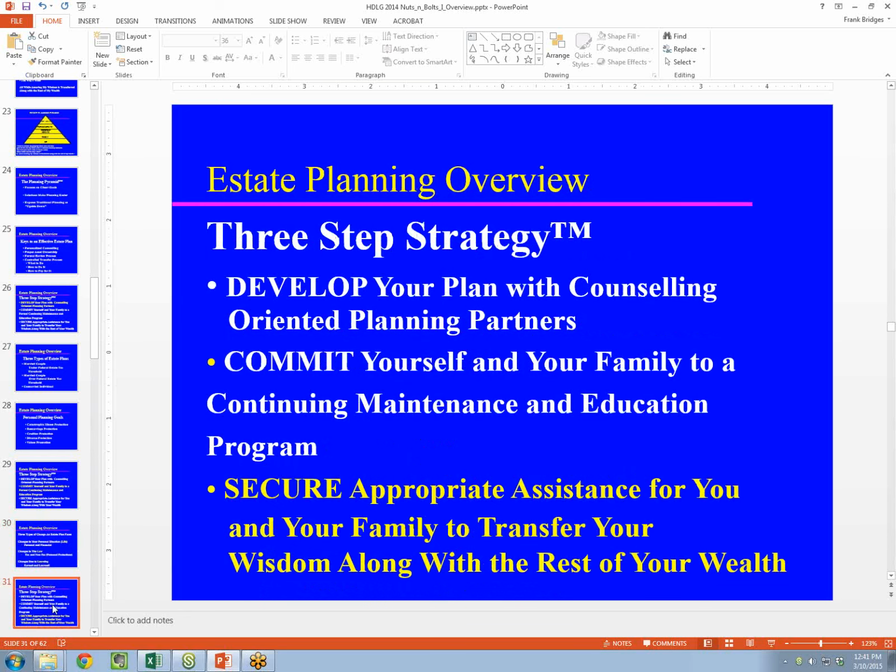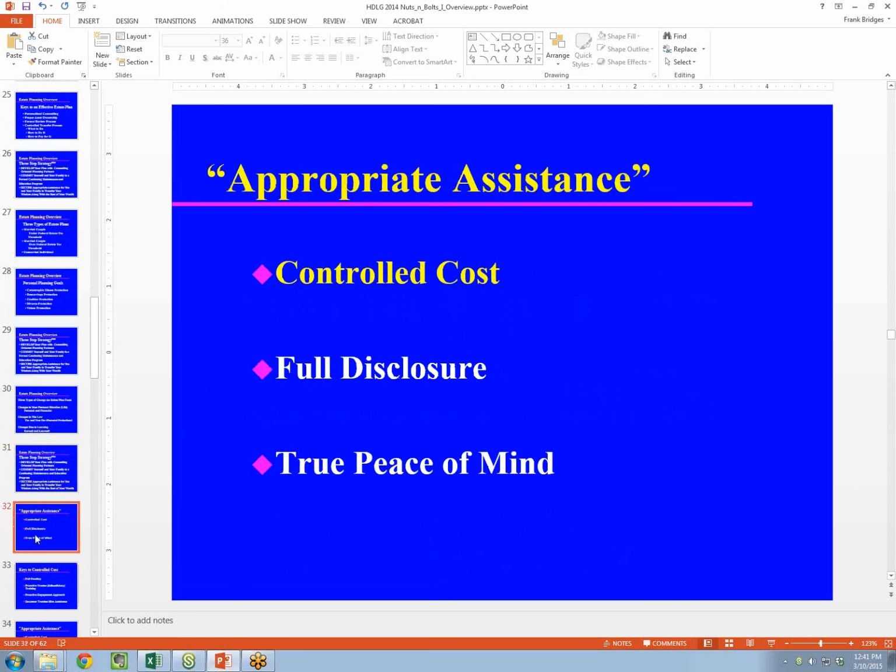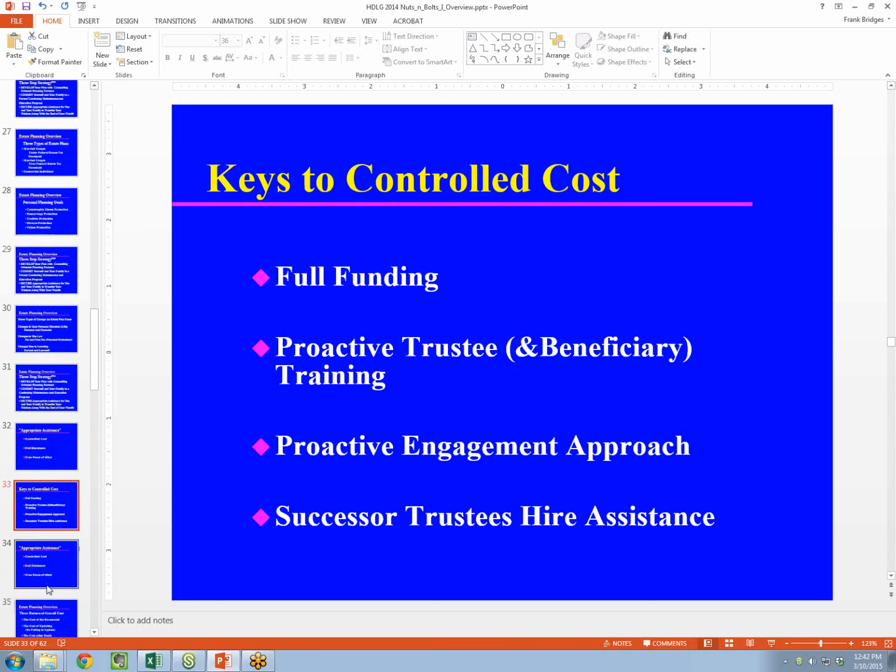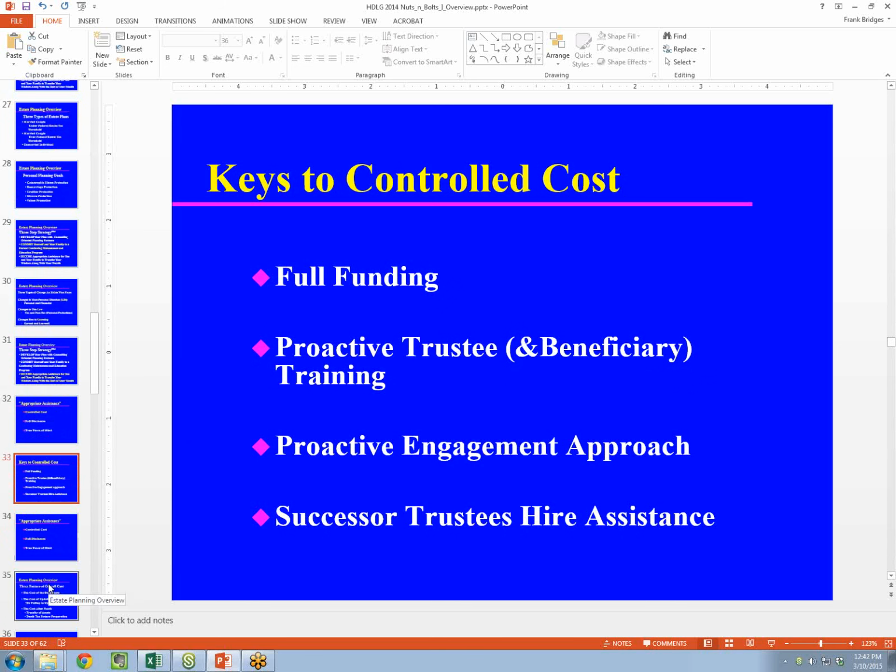Finally, the third step is to secure appropriate assistance for you and your family to transfer your wisdom along with the rest of your wealth. So what exactly is appropriate assistance? In our view, it's 3 different components. The first component is controlling costs. So what are the elements of controlling costs?